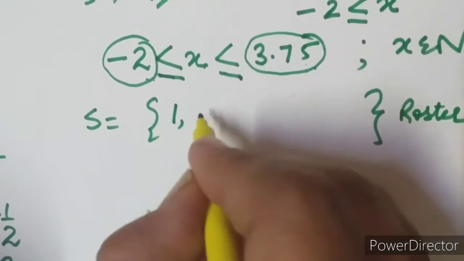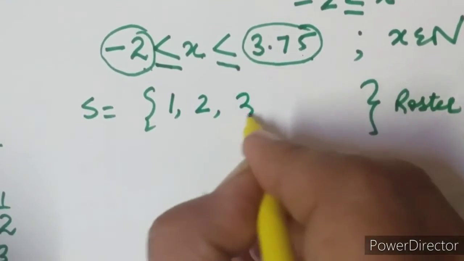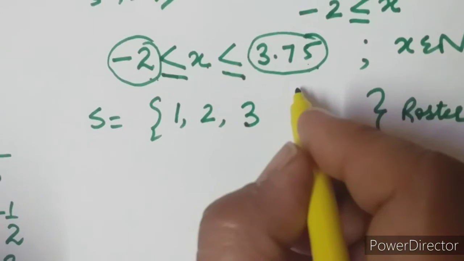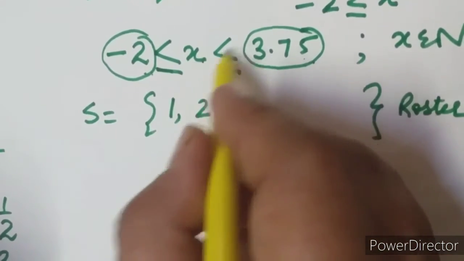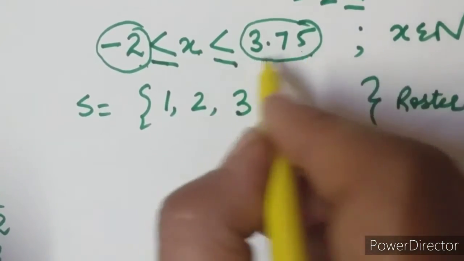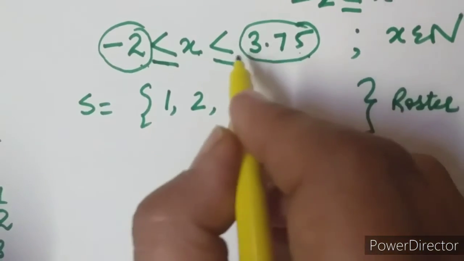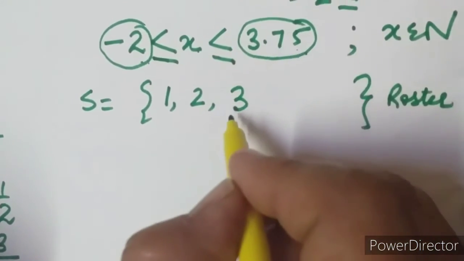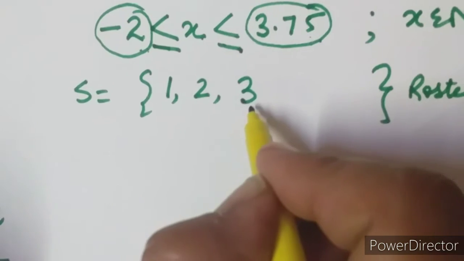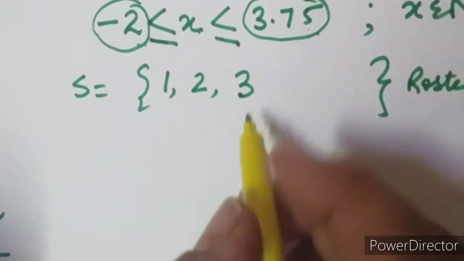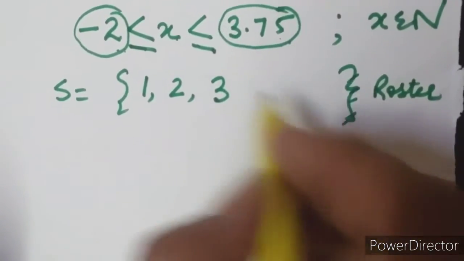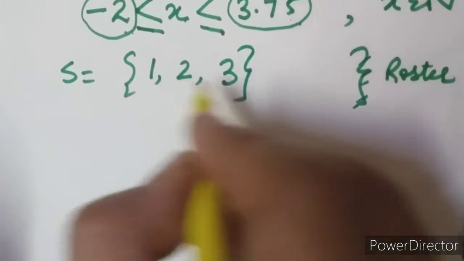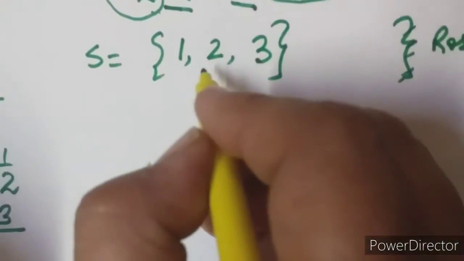It will be 1, second one 2, third one 3. Are we going to take 4 also? No, because x has to be less than 3.75, which is itself not a natural number. Less than 3.75, which ones are the natural numbers? 1, 2, 3 only. So, students, this gives our solution set: 1, 2, 3. Still the answer is not complete.